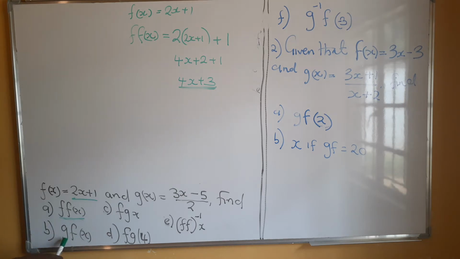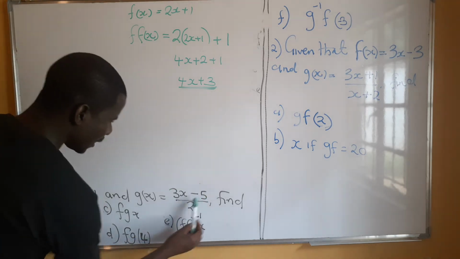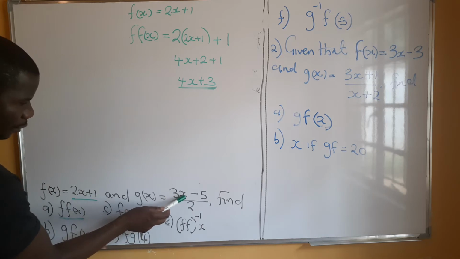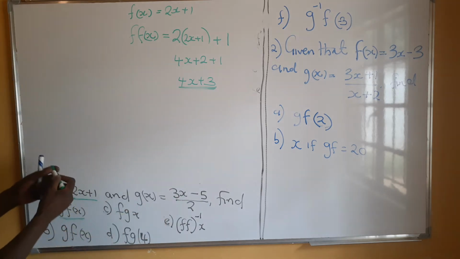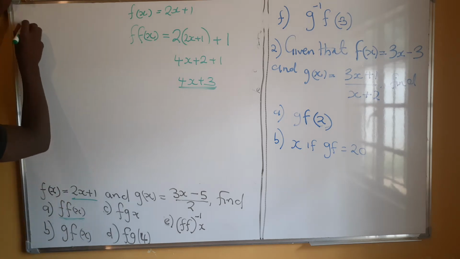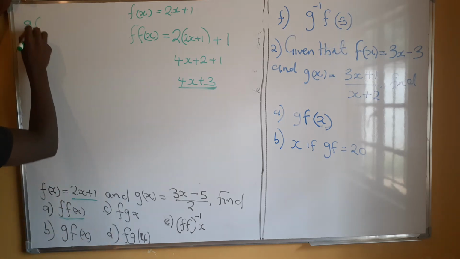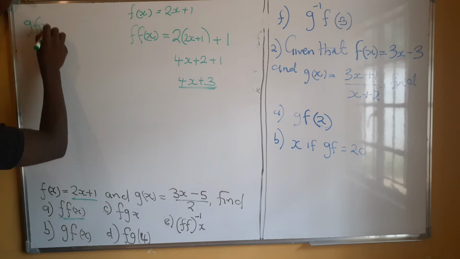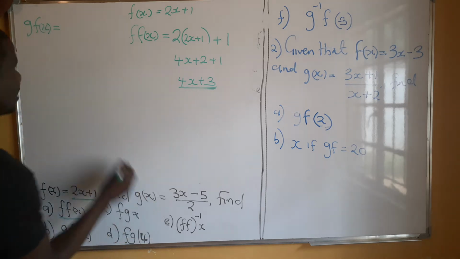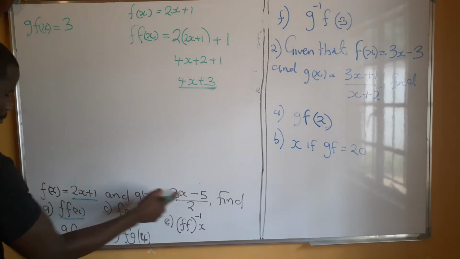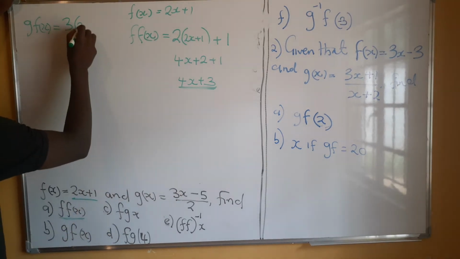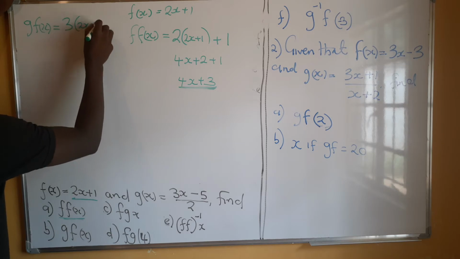So now we are dealing with two different functions, f into g. G is this one here. It means where there is x, we are going to put another function, which is f. Please follow me. So f, g, f, x. So g is 3x. Now where there is x, what am I going to put? I'll put 2x plus 1.